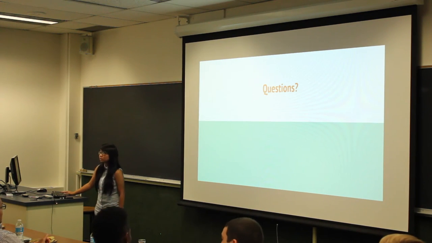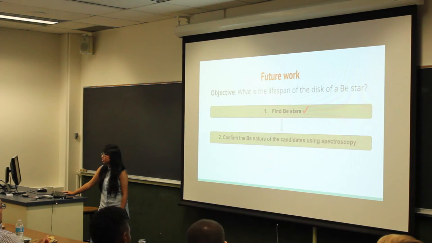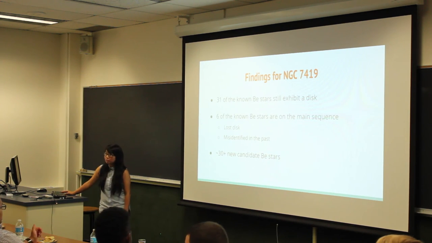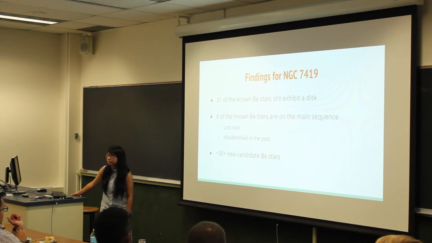On the slide where you listed your findings from the clusters, you talked about the 37 known BE stars and then the 30 plus new. Is that in addition to the 37 that were already known? Yes. Okay. And you identified those using your color magnitude diagram? Yes.